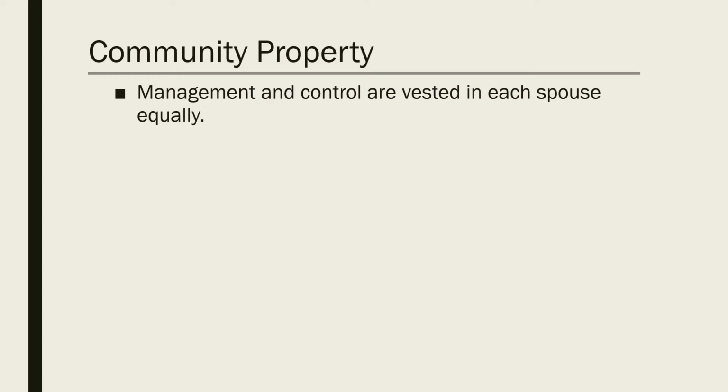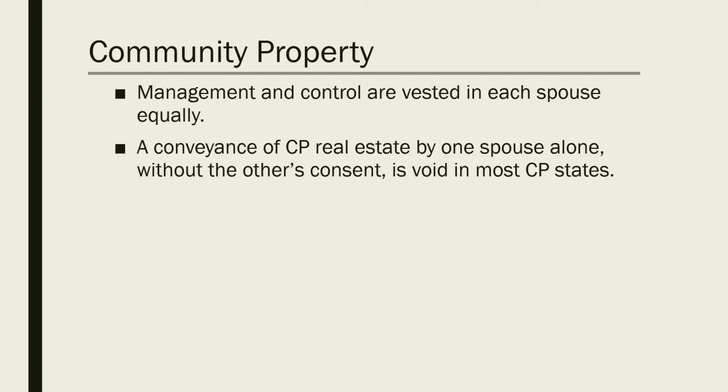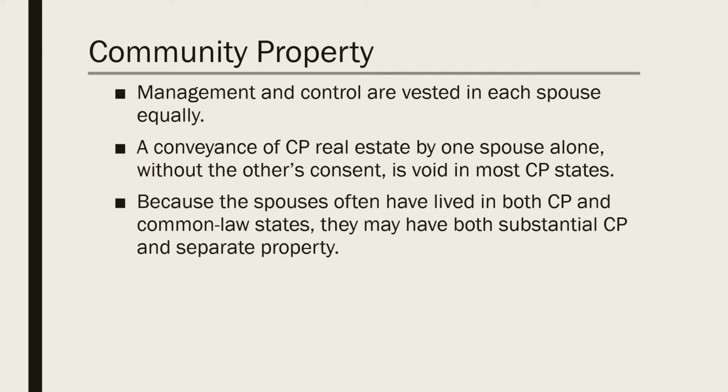Management and control of community property are vested in each spouse equally, so both of them have a say in what happens to it. A conveyance of community property real estate by one spouse alone without the other's consent is simply void in most community property states. So with real estate, it requires the joinder of both spouses. Both have to sign the deed in order to sell community property.